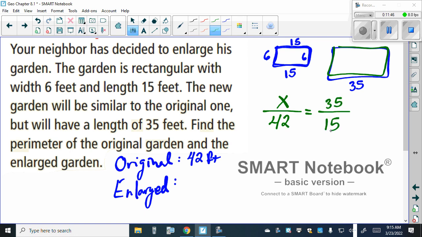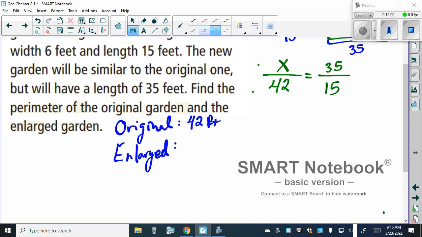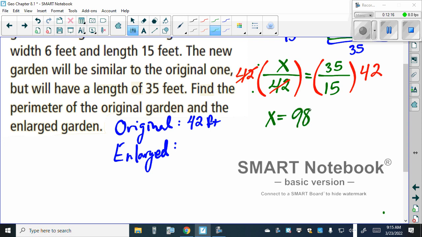35 over 15. Since we did the enlarged over the original for the first fraction, the other fraction we need to enlarge over the original. Now our next step would be to multiply both sides by 42 to get x by itself, as these would simplify, leaving us with x is equal to 98. So our enlarged is 98. That's it. That's all we have to do for this here.